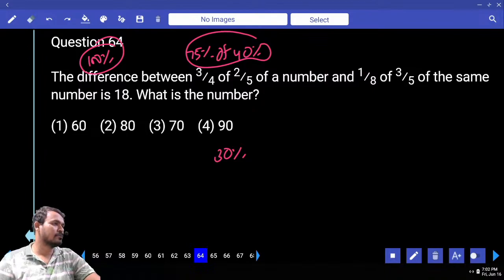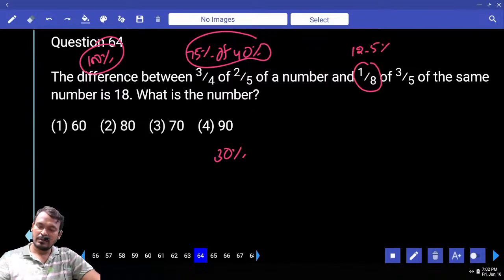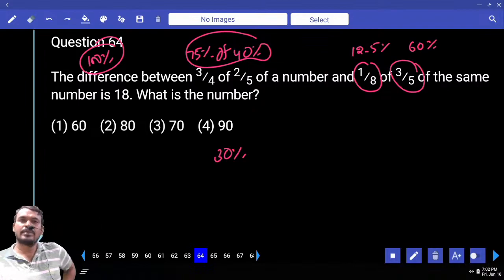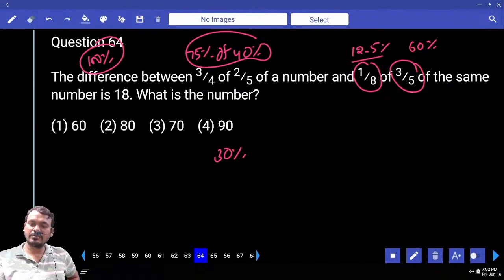75% of 40%, 30%. Next 1/8 means 12.5%. 3/5 means 60%. 12.5% of 60% means 50% plus 10%. What is the 50%? 6.25. 10%, 1.25. Total it is 7.5%.